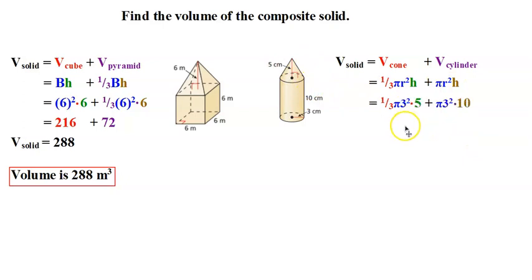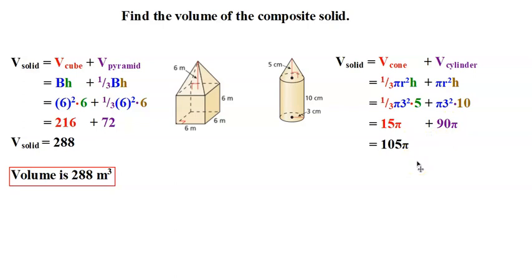Plug in what we know. Well, for both of them, the radius is 3, because it's got the same circle there. For the cone, we have a height of 5. For the cylinder, I have a height of 10. So first, I'm going to work this out in terms of pi, which gives me 15 pi plus 90 pi. So I'd have a total of 105 pi.